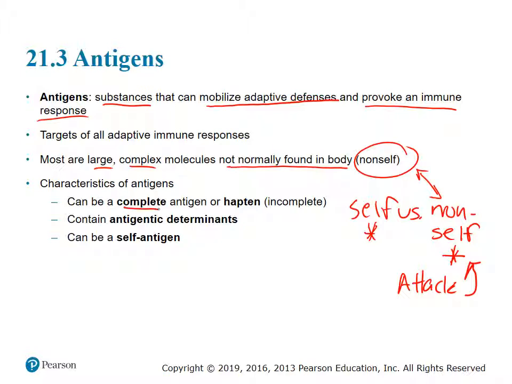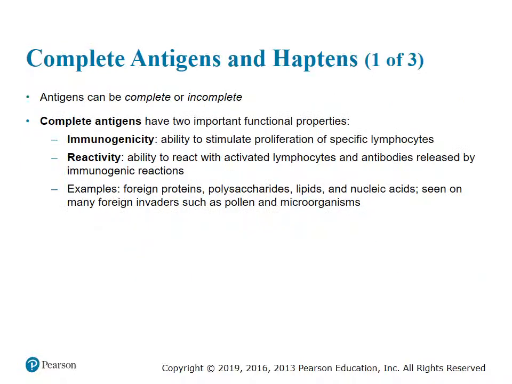Some can be complete, and some can be what we call incomplete. We call those haptens. They contain antigenic determinants, and we'll see that in just a second. Or they can be self-antigens. When we talk about a complete antigen, it has two really important properties.